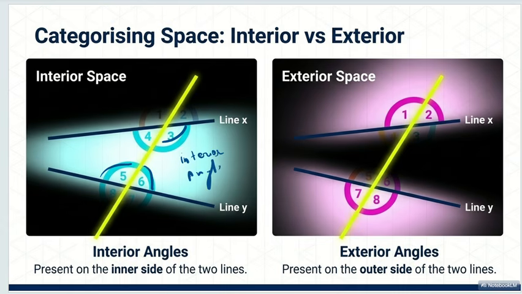Why these are the interior angles? Because they are on the inner side of the two lines. And in the exterior space, angle 1, angle 2, angle 7, and angle 8, these are the exterior angles. Why are these the exterior angles? Because they are outside of the two lines. So these are called the exterior angles.